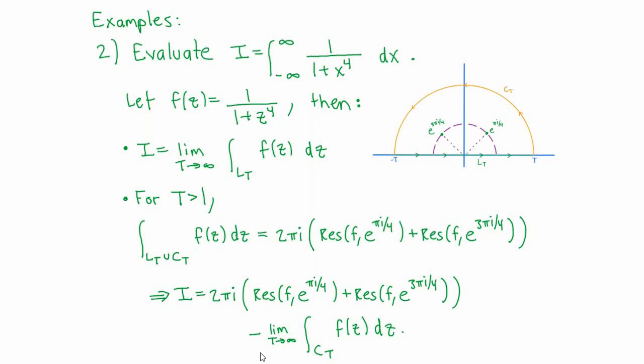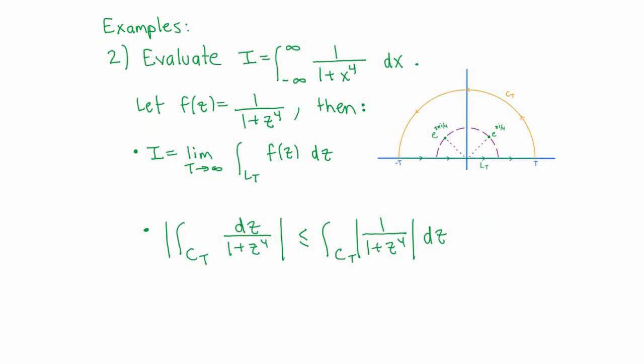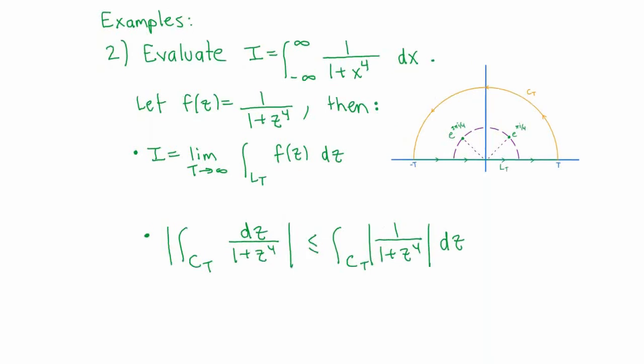Number 1, I'm going to try to convince you that the limit as t goes to infinity of the integral over ct is equal to 0. Number 2, we need to compute what the residues of the function at these 2 points are. First of all, by the triangle inequality for integration, the modulus of the integral over ct of dz divided by 1 plus z to the fourth is less than or equal to the integral over ct of the modulus of the integrand. Let's think about how large the integrand could be.